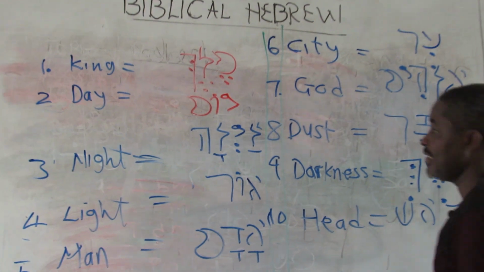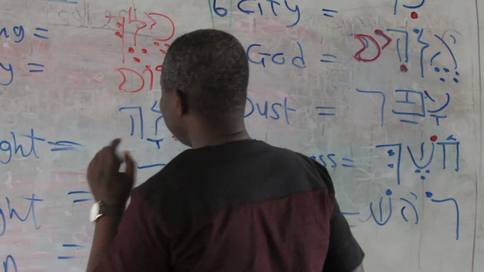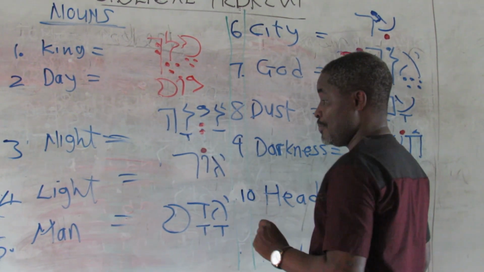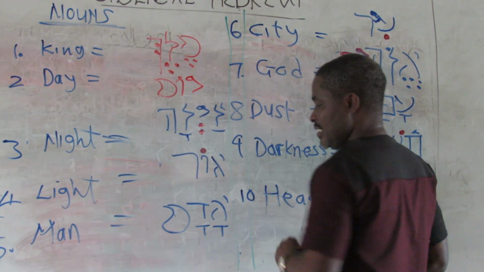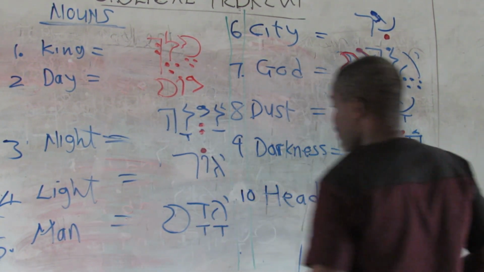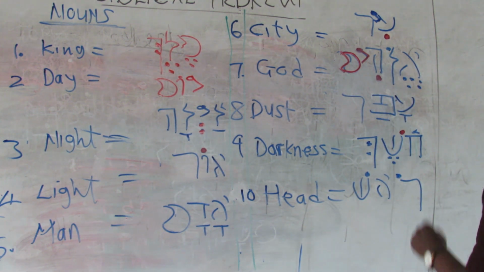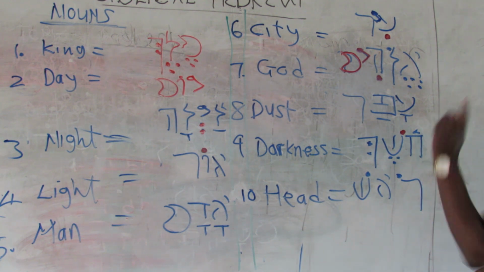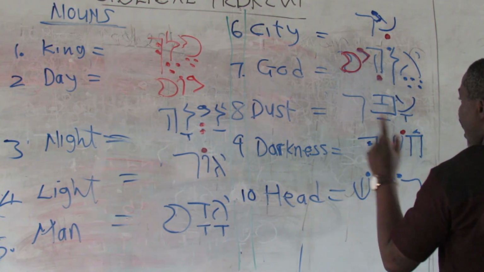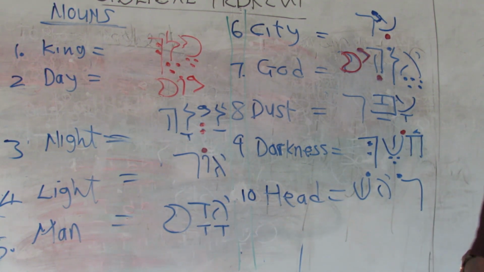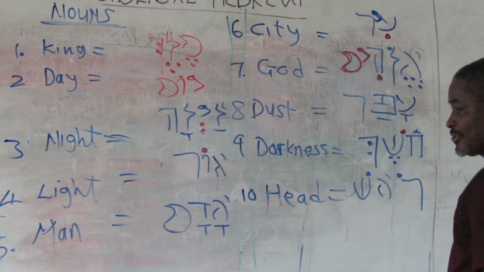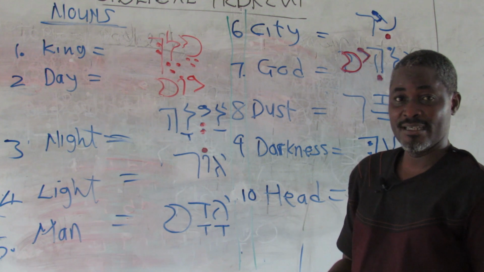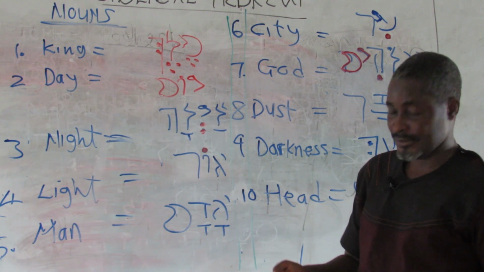One more time, quickly. King is melech. Day is yom in Hebrew. Night is layla in Hebrew. Light is or in Hebrew. Man is Adam in Hebrew. That's mankind. Then city is ir in Hebrew. God is Elohim in Hebrew. Dust is afar. Darkness is choshek. And head is rosh. So I want us to go over and recite this, learn it, and you can begin to make sentences.